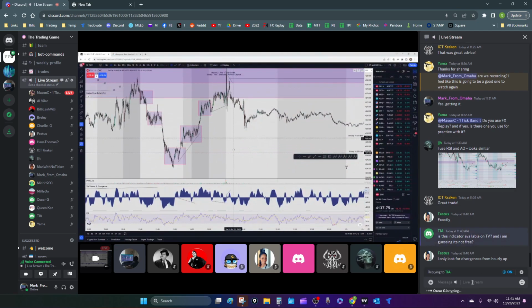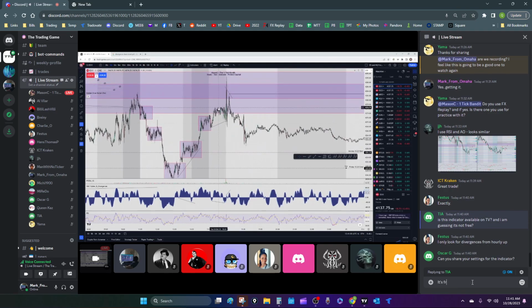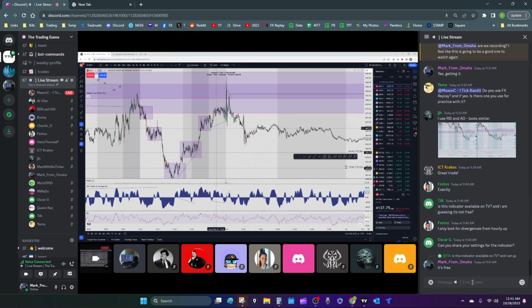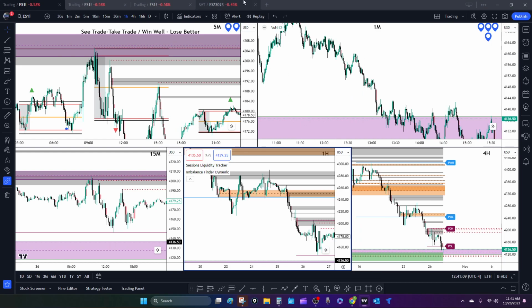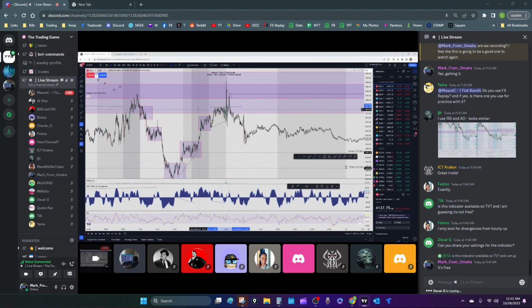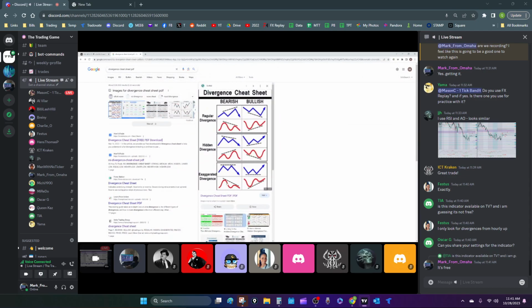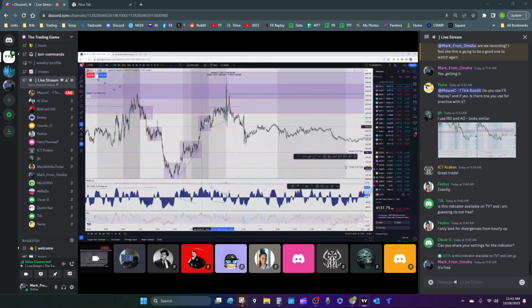Like anybody here, anybody learning divergences, right? Even when I was still bullish here, if you're looking at this, you're making equal highs right here, right? On this 1 minute. We all agree those are equal highs. And look what the RSI is doing. It's making lower highs, right? So what do we got there? We got exaggerated bearish divergence coming into an area of resistance.